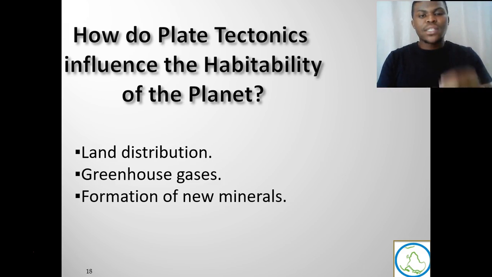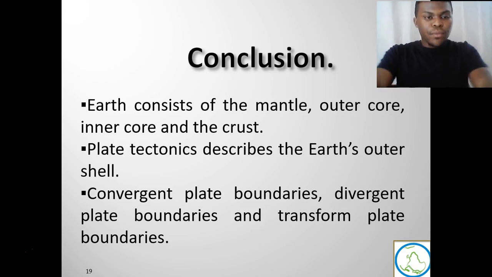So how do plate tectonics influence the habitability of the planet? Number one, land distribution. In cases of earthquakes, we have fold mountains, we have new ridges that are formed. Land distribution is formed, and land use changes. And we've got the emissions of greenhouse gases, whereby volcanoes emit carbon dioxide into the Earth's atmosphere. And then we've got the formation of new minerals, whereby new minerals are pushed from beneath the Earth to the crust.